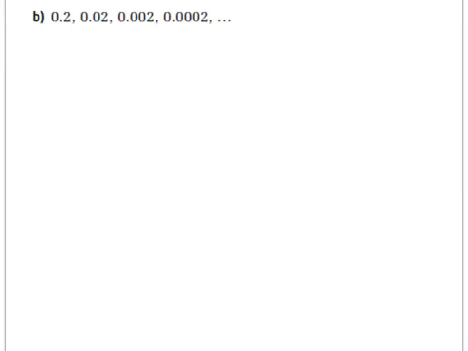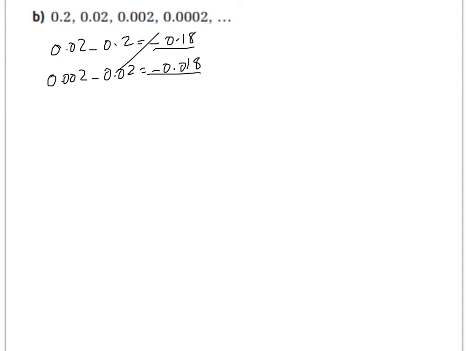The next one is the sequence 0.2, 0.02, 0.002, 0.0002. Again, to check if it's arithmetic, we are going to find the difference between two consecutive terms. So 0.02 minus 0.2 is going to give us negative 0.18. 0.002 minus 0.02 is going to give us negative 0.018. You can see that these two are not the same, so this is not arithmetic.